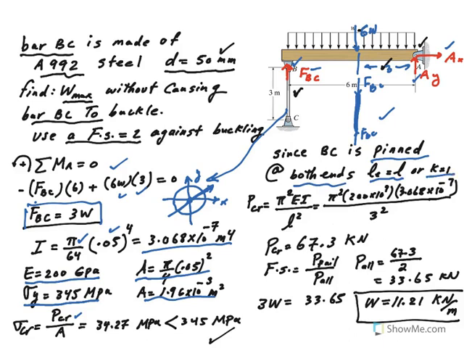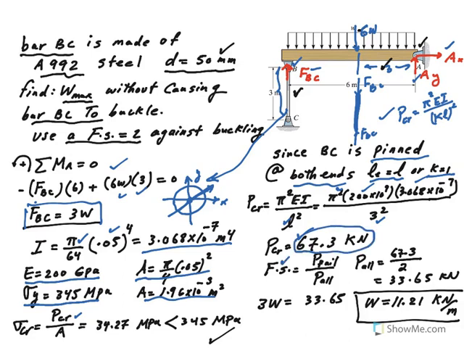Remember the equation? P critical is pi squared EI divided by KL squared, which is the effective length squared. K is equal to 1, so we end up just getting L squared. I plugged in all the values, the I, and the length of 3 meters, as you can see here. I calculated the critical load. So now this is our failure load.